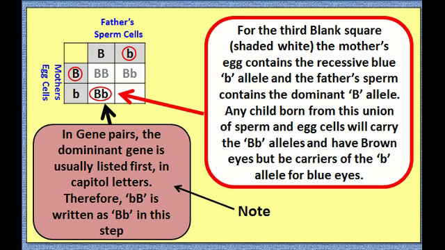For the third blank square, shaded white, the mother's egg contains the recessive blue allele, and the father's sperm contains the dominant brown allele. Any child born from this union of sperm and egg cells will carry both the dominant and the recessive alleles and have brown eyes but be carriers of the recessive allele for blue eyes. It should be noted that in gene pairs, the dominant gene is usually listed first in capital letters. Therefore, lowercase b, uppercase B is written as uppercase B, lowercase b in this step.